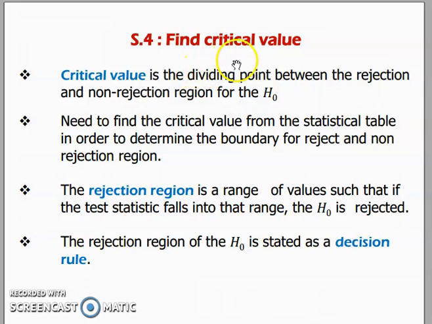Step 4 is find the critical value. Critical value is the dividing point between the rejection and non-rejection region for H null. So we need to find the critical value from the statistical table in order to determine the boundaries for the rejection and non-rejection region. The rejection region is a range of values that if the test statistic falls in that range, H null is rejected, and if it falls outside of the range, H null is not rejected, or do not reject H null. The rejection region of the H null we state as the decision rule.